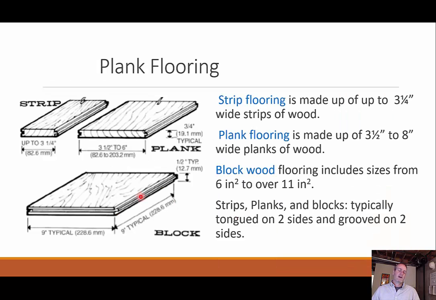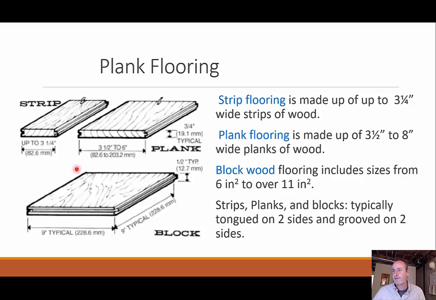When we're talking about our wood, how is it going to be shaped when we actually install it? We have three different styles here. We have strip flooring, which is our skinnier flooring, up to 3 1/4 inch wide. So I can see that that's the width as I put it down. Versus a plank, which is a little wider, up to 8 inches, so 3 1/2 to 8. I can also have this idea of block wood, which is basically a square piece of wood that would piece together.